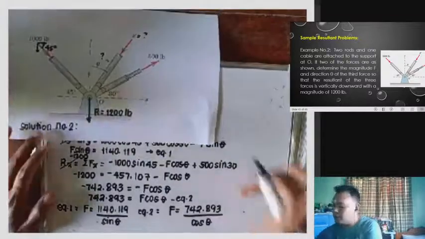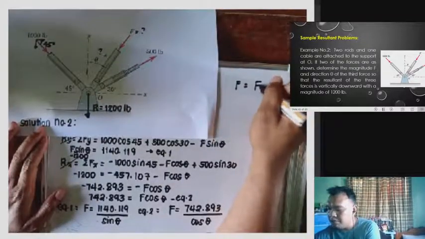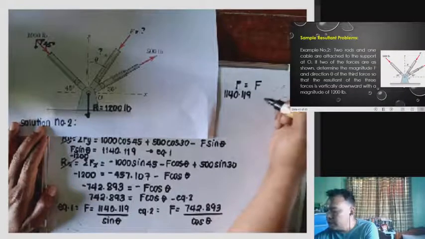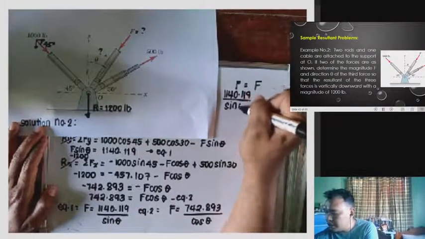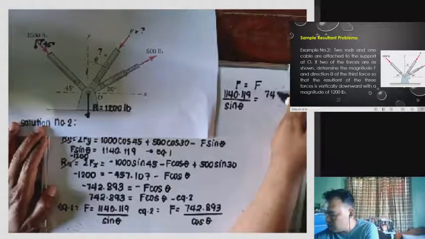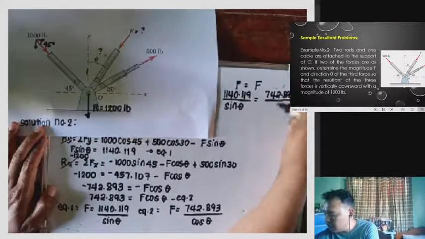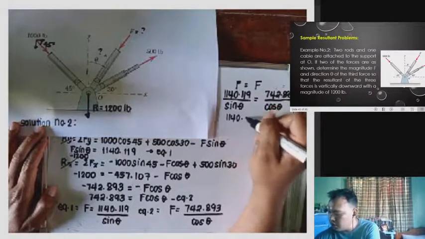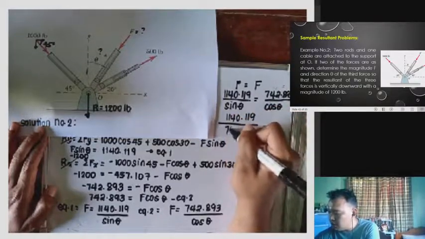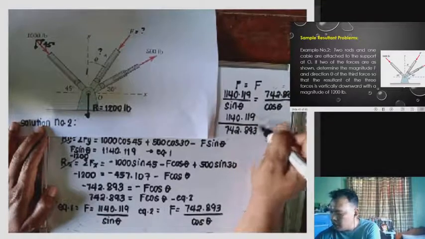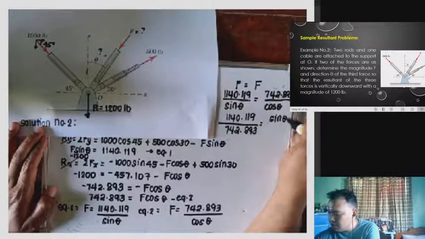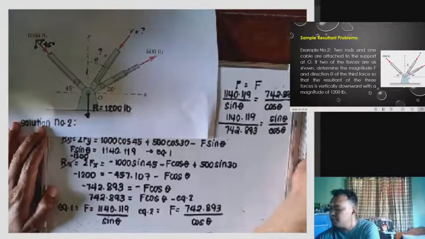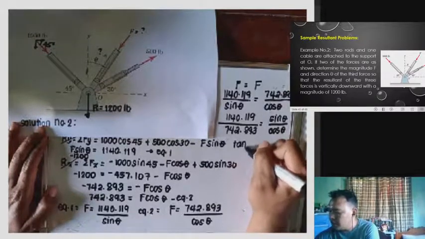F is equivalent to F. Therefore, we have here F: 1140.119 all over sine theta is equivalent to 742.893 all over cosine theta. And we all know that this, we'll move down: 1140.119 all over 742.893 equals sine theta all over cosine theta. And we all know that sine theta over cosine theta is equivalent to tangent theta. So, we have here tangent theta.